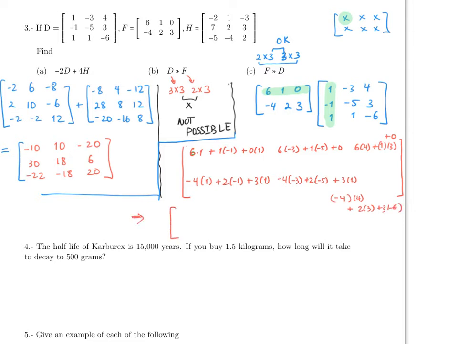And then just simplify. The first one is going to be 6 minus 1, which is 5. The second one is 18 minus 5, is minus 23. The last one is 6 times 4, which is 24, plus 3 is 27. And this one is minus 4 minus 2, that's minus 6, plus 3 is 3. This is 12 minus 10 is 2, plus 3 is 5.